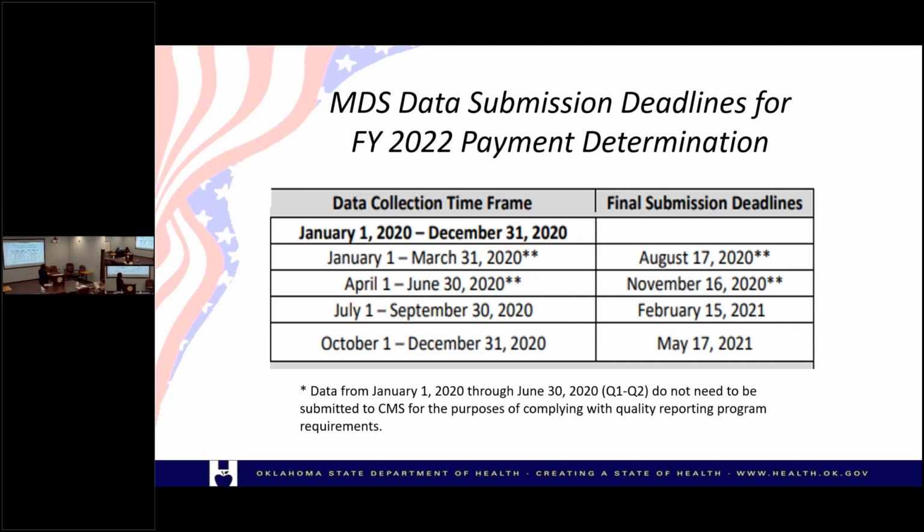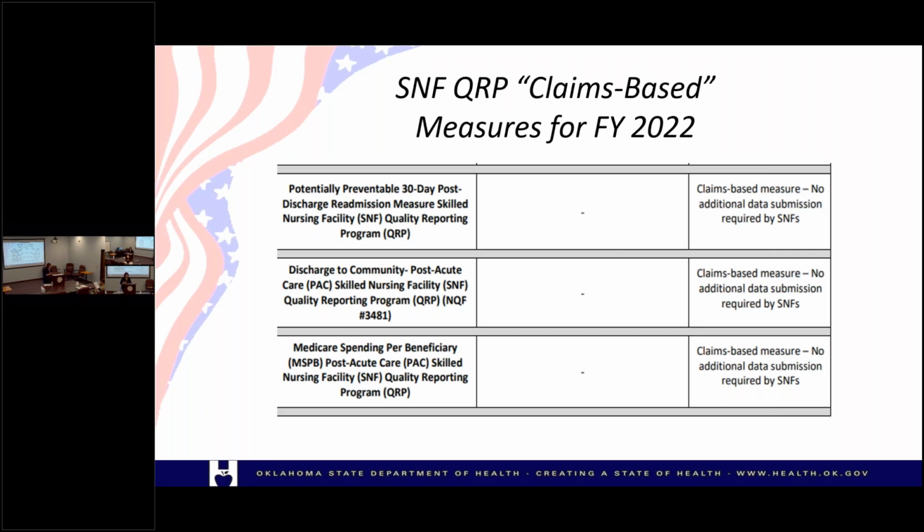Okay. So the 3 claims-based measures are the 30-day post-discharge readmission, discharge to community, and then Medicare spending per beneficiary. These particular measures are based on hospital claims, so there are not any additional reporting requirements, collection of data or anything like that that's required. It all comes from the hospital claims.